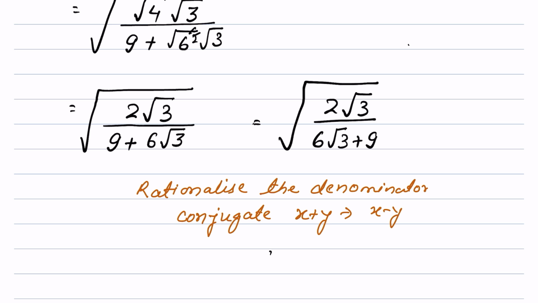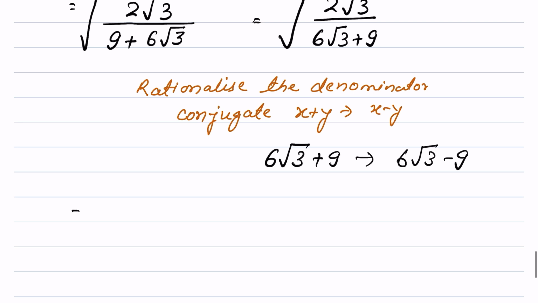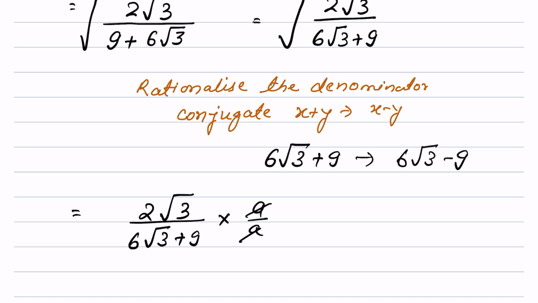Now conjugate of 6 times square root of 3 plus 9 will be 6 times square root of 3 minus 9. So let's rationalize it. We multiply and divide by the same number, because if you multiply and divide by the same number, that number gets cancelled. It is like multiplying by 1 and then nothing changes. So we multiply and divide by 6 times square root of 3 minus 9 upon 6 times square root of 3 minus 9. Then all under square root.